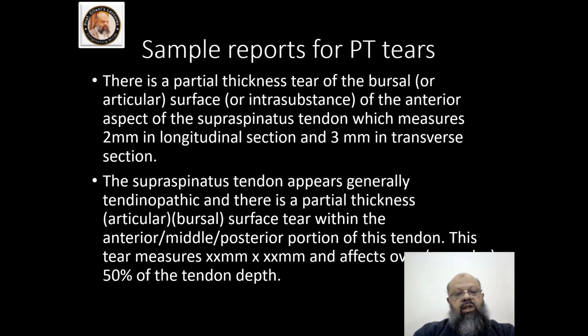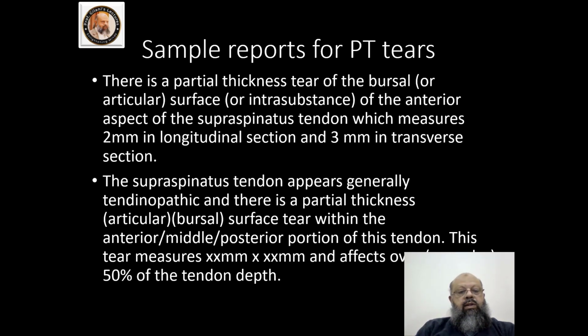First is the bursal, second is articular, the third is intrasubstance, which is within the substance of the tendon. So we can say there is a partial thickness tear of the bursal or articular surface or intrasubstance depending on the location. Then of the interior aspect of the supraspinatus tendon, which measures 2 mm depending on the size in longitudinal section and 3 mm in transverse section.